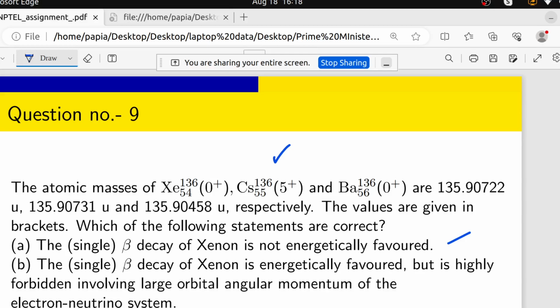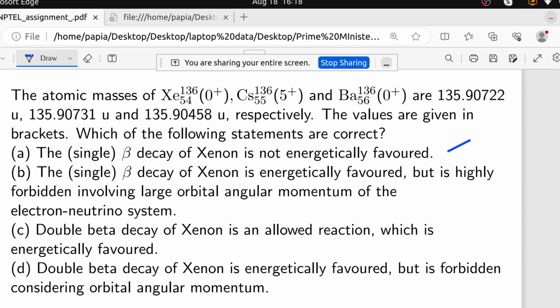Okay, now let me first write the expression so that it will be understandable. 136 xenon 54, cesium 55 136, barium 56 136. Now you can see here 54, 55, 56. That means if beta decay is possible, then beta decay means from here to here. Only one single beta decay is never possible from xenon to barium. Correct?